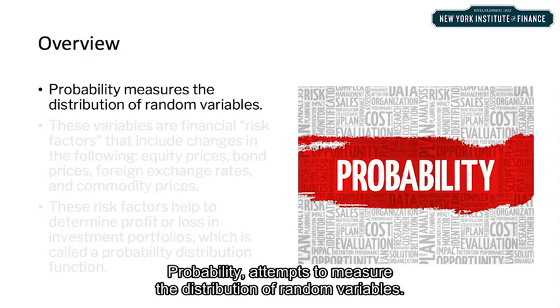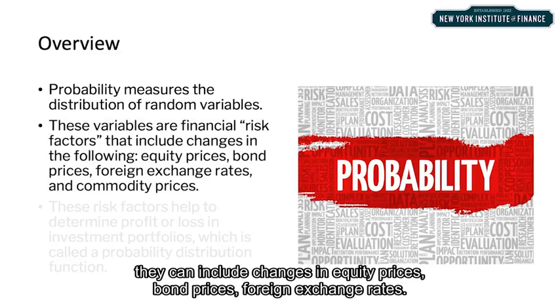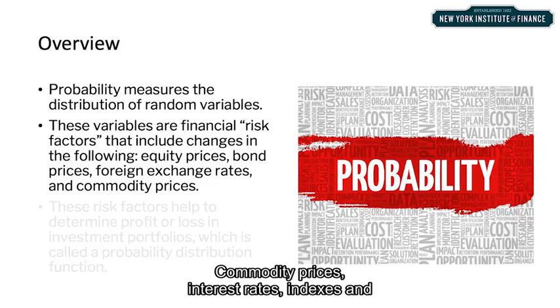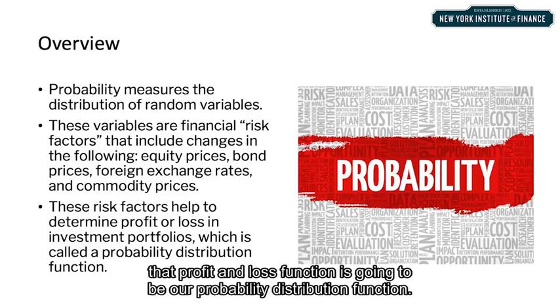Probability attempts to measure the distribution of random variables. These variables are financial risk factors, and they can include changes in equity prices, bond prices, foreign exchange rates, commodity prices, interest rates, indexes, and pretty much anything else you can think of. These risk factors determine the profit and loss in an investment portfolio, and that profit and loss function is going to be our probability distribution function.